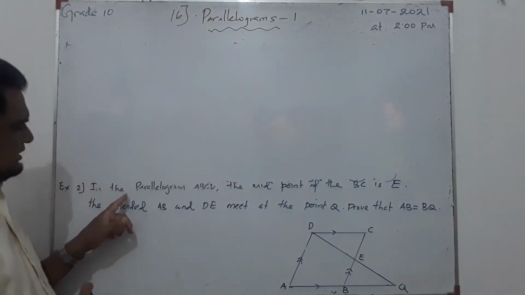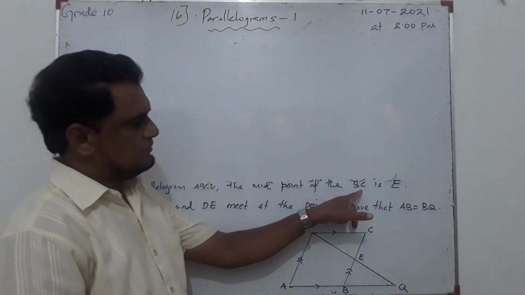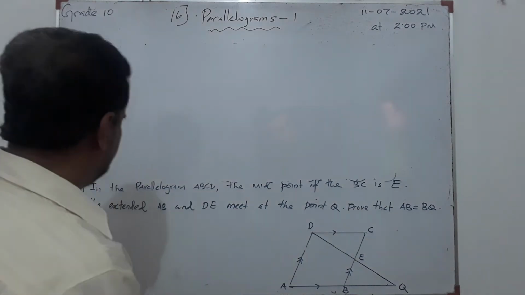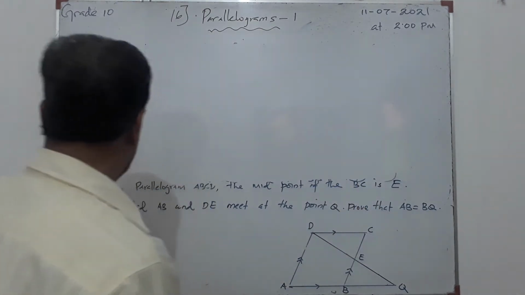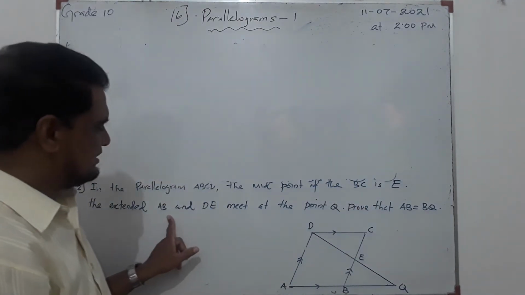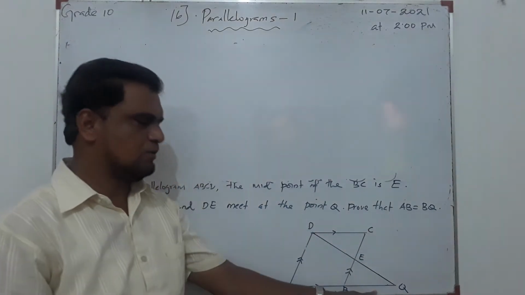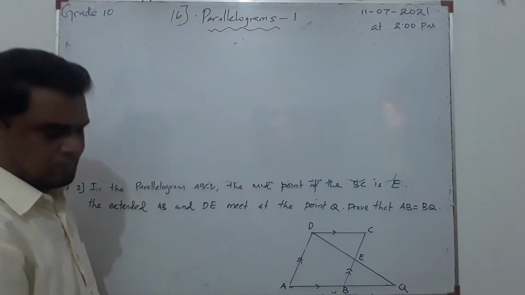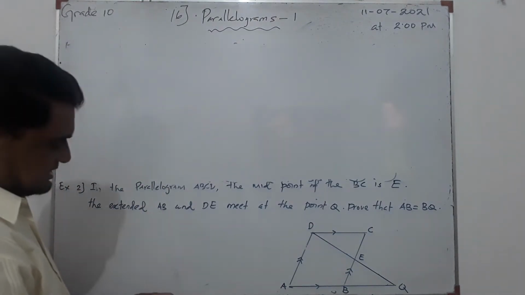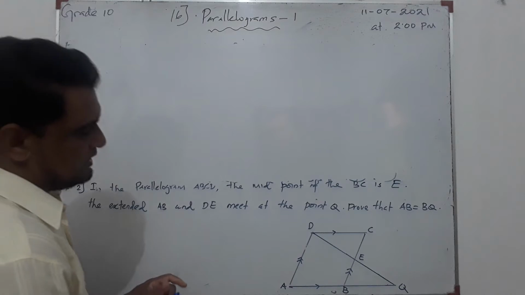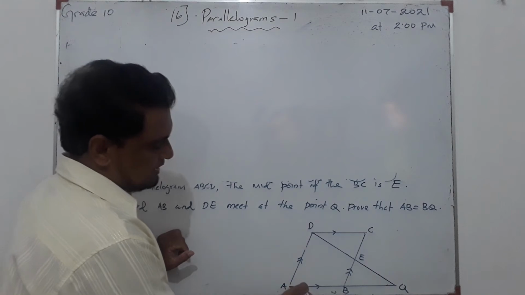Right. In the parallelogram ABCD, the midpoint of BC is E. The extended AB and DE meet at the point Q. Right? Prove that AB is equal to BQ. This is what we are going to do. Right? So what we need to do here, first thing is we have to go through this picture very carefully. We can put the rest of the data.